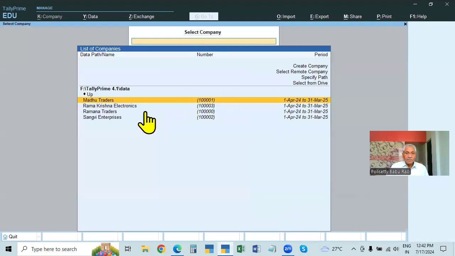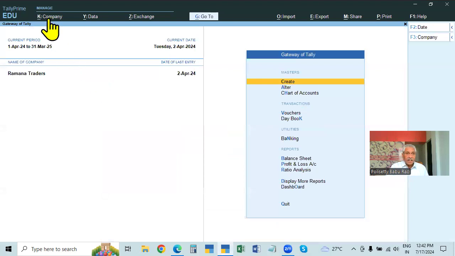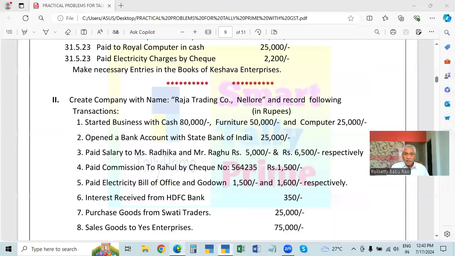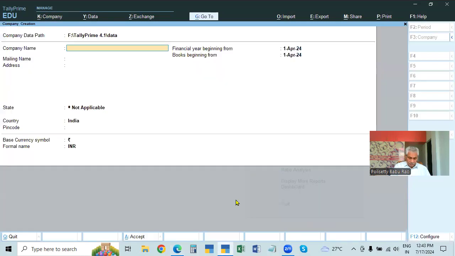Now we are in the Gateway of Tally, so you have to click here and take the first option, create. Here, what is the name of the company? Raja Trading Company in Indore. Okay, Raja Trading Co. Indore. And here we write the full address.